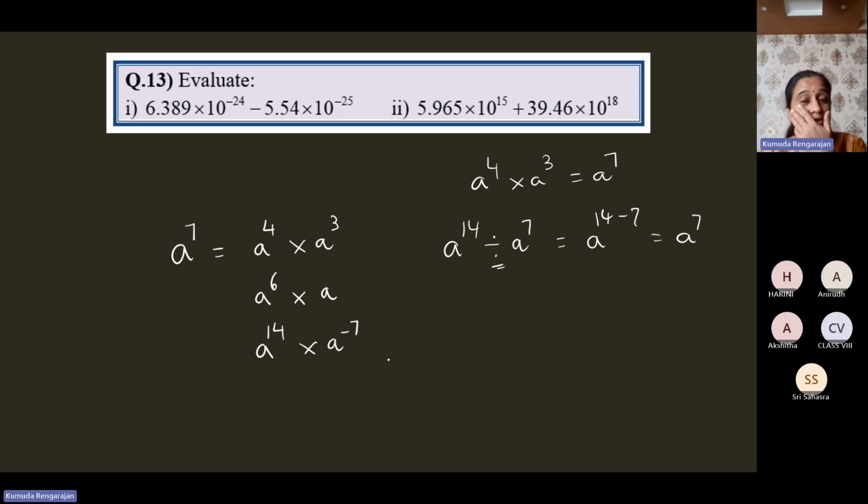We're trying to use a multiplication operation and write the earlier step. What could have been the earlier step to get this answer, a to the power 7? Maybe a to the power 4 into a to the power 3. Or maybe a to the power 6 into a, because a means a to the power 1. So 6 plus 1, 7. Or here also, bases are same, multiplication, so we add the powers. 14 plus minus 7, which is 7. So as I told you, infinitely many ways. We'll be making use of this to evaluate the expressions here.